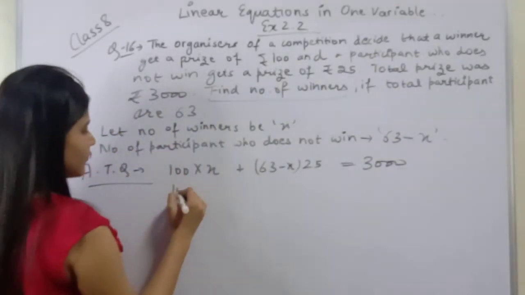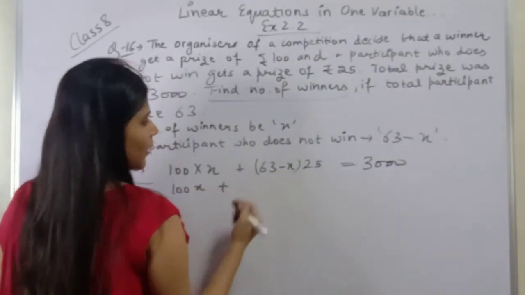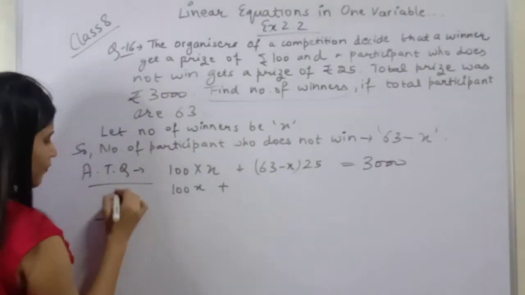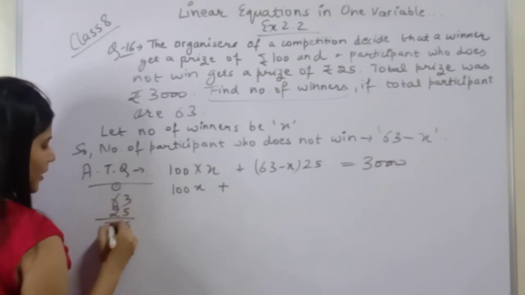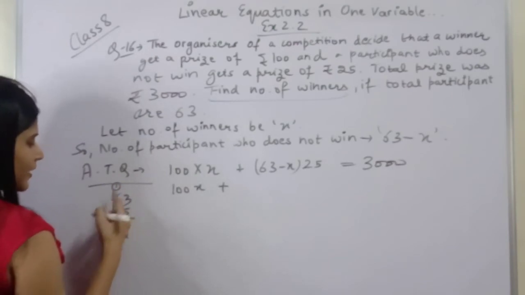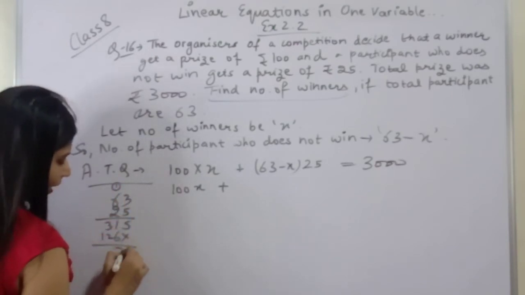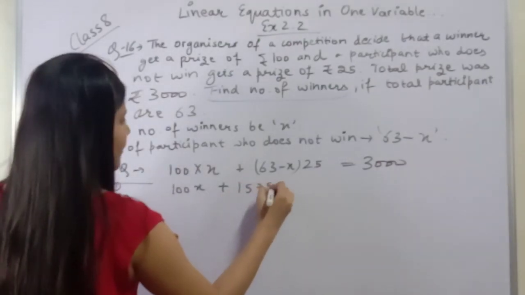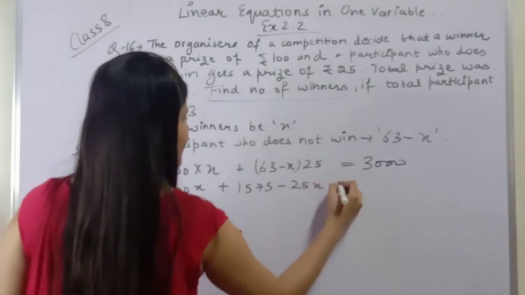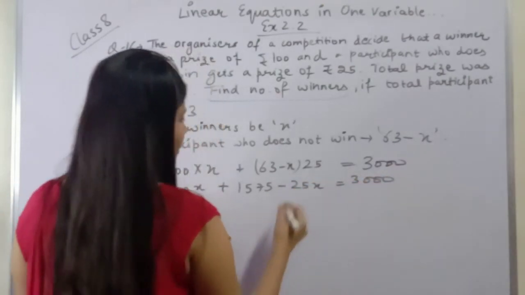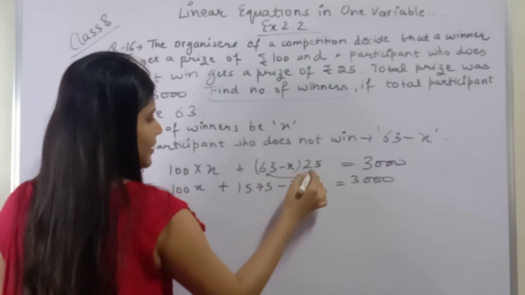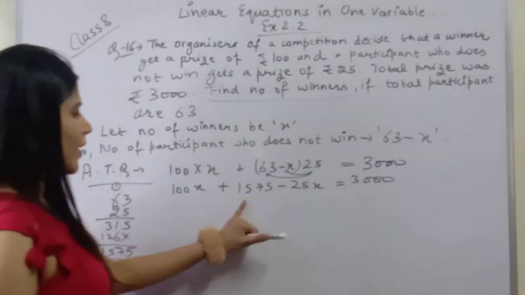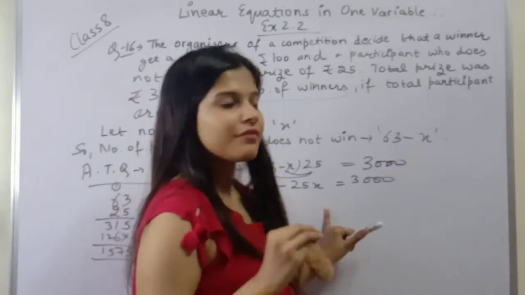Now 100x plus 25 times 63. 5 3s are 15, 1 carry, 5 6s are 30 plus 1 is 31, 3 2s are 6 and 2 6s are 12. So 5, 6 plus 1 is 7, 2 plus 3 is 5, 1. So 1575 minus 25x equals 3000. What we did, पहले 25 को 63 से मल्टीप्लाई किया, then 25 को minus x से मल्टीप्लाई किया. So 1575 minus 25x.